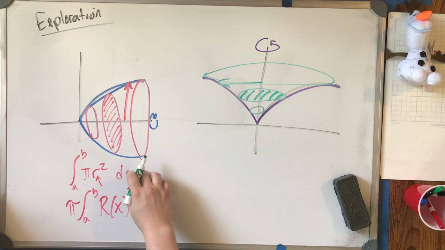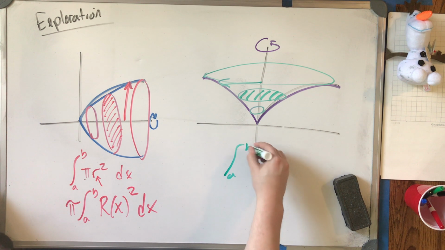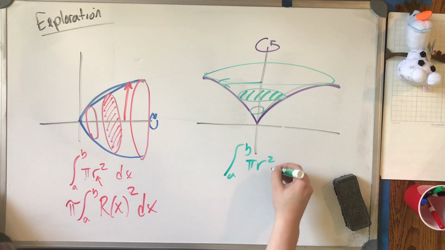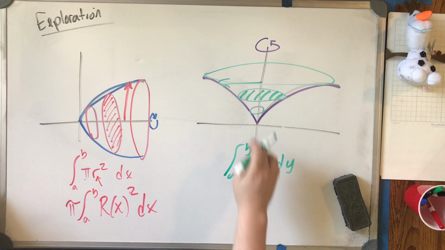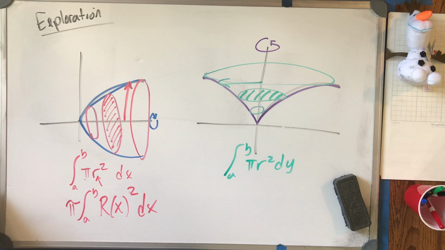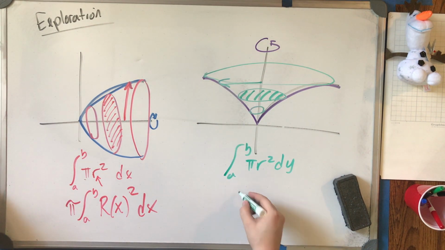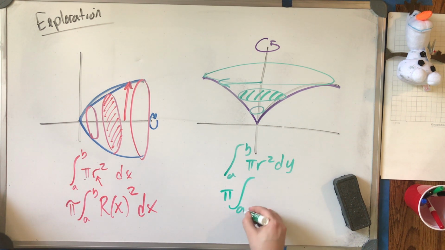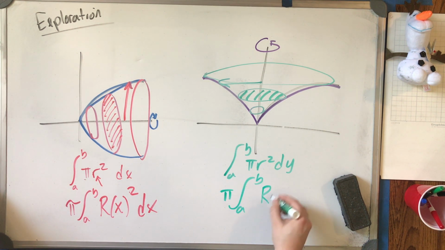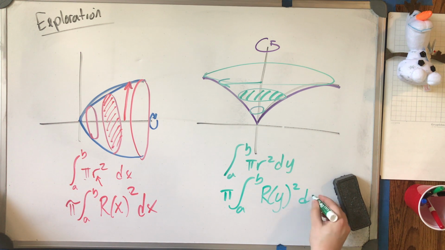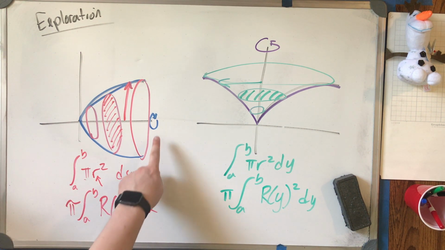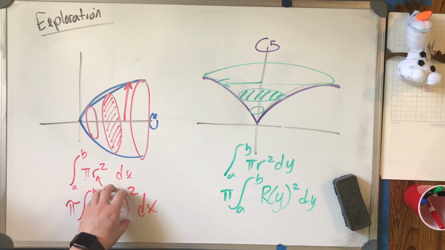So when I do the same exact scenario over here where I do the a to b and find the area of one of these circles, it's dy because I'm going in the y direction, opening up and down for my a's and b's here. So when we simplify this one out, we normally would write r of y squared dy. So you just have to pay attention to which axis you're rotating around, and that tells you what type of equation to put in here.